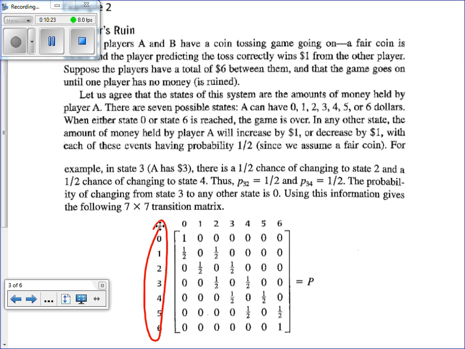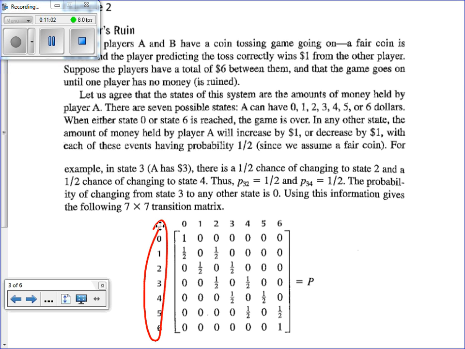So for all of these, this is how much money person A has. Just an example, if I'm in state 3, I have $3, and there's a 1/2 chance of changing to state 2, and a 1/2 chance of changing to state 4. It's state 2 because I could lose $1, which would give me $2, or I could gain $1, which would put me in state 4. So that's why I'm only in 2 or 4 as opposed to the others. The probability from state 3 to any other state is 0.